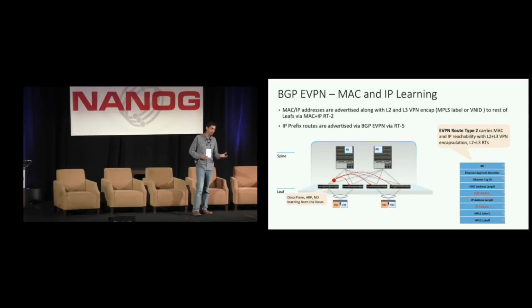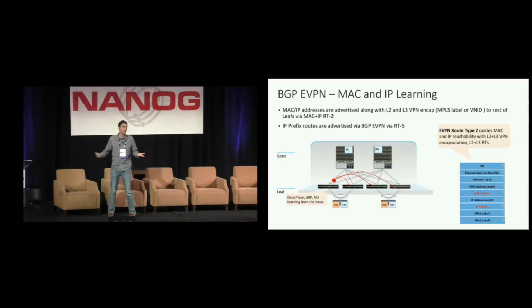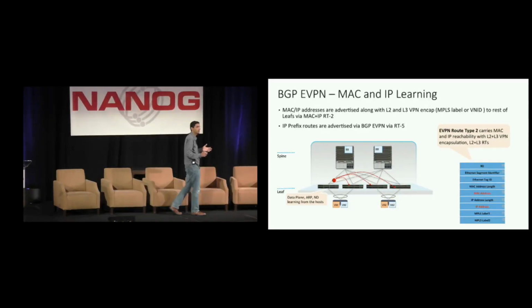Locally, for the hosts that are attached to you, you learn the MACs of the host via hardware learning in the data plane. You learn IP to MAC bindings for the host via the ND, or IPv6 ND, or ARP cache. And this information of MAC learning and IP learning is combined and put together into a single MAC plus IP route that is advertised to all the other leaves in the overlay. So this is really like two routes packed in one.